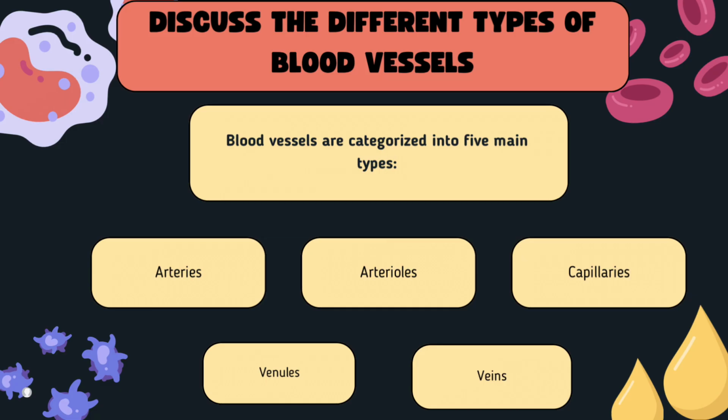Pretty much the big difference between them lies primarily in their size, their wall thickness, and also the blood pressure that they experience, with arteries having the thickest walls due to high pressure, while veins have thinner walls due to lower pressure.